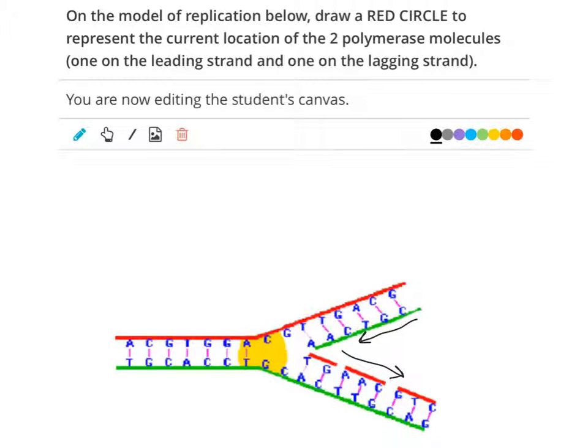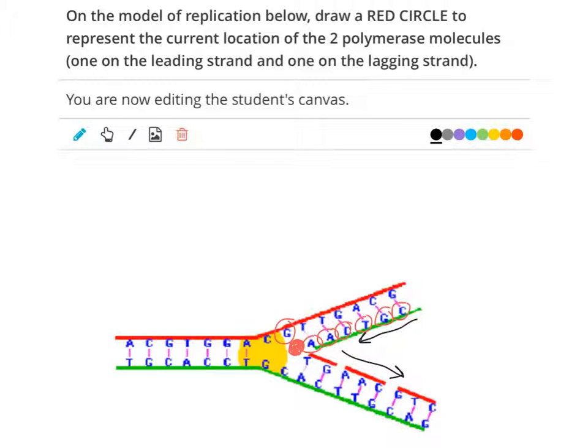Where do the polymerases end up if these bases have already been added? So polymerase added the C, the G, the T, the C, the A, and the A in that direction. So right now it's right here where this solid circle is. The next thing it's going to add is the base pair for that G up above.